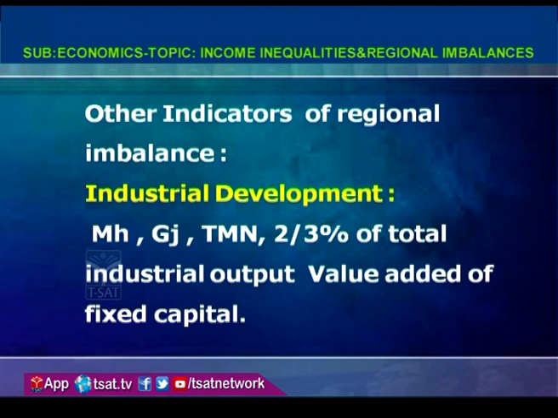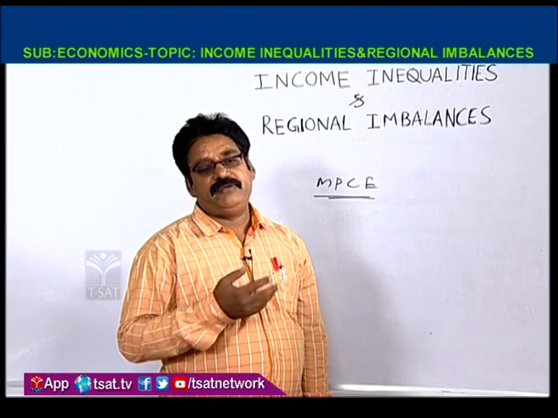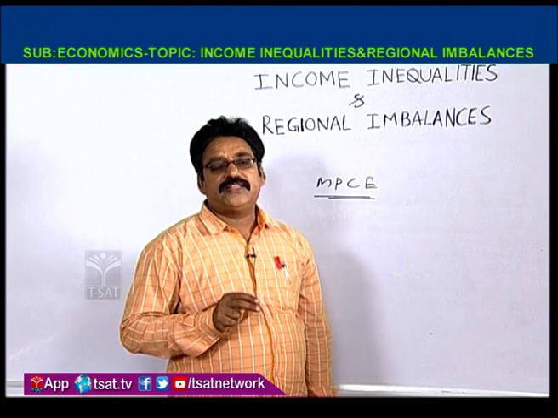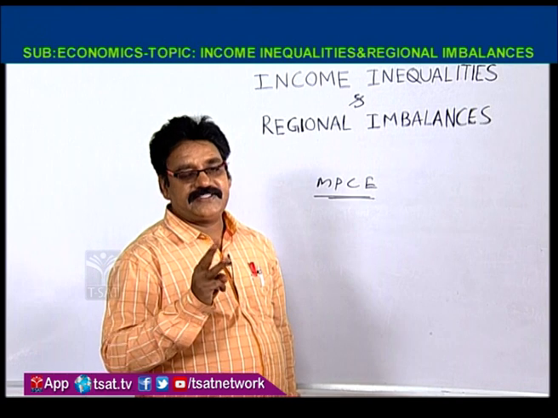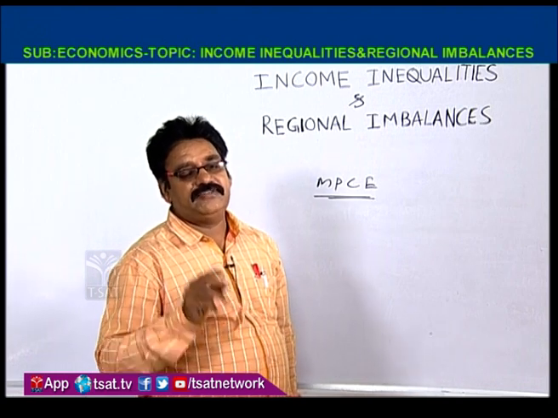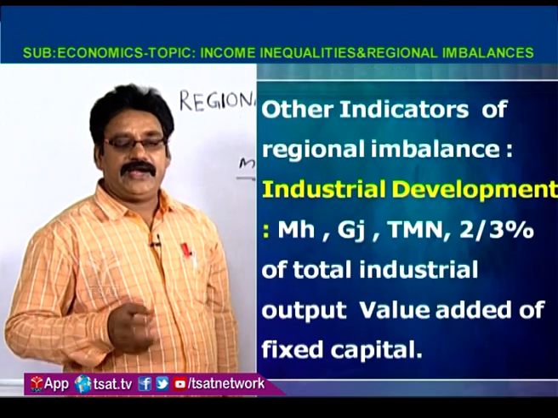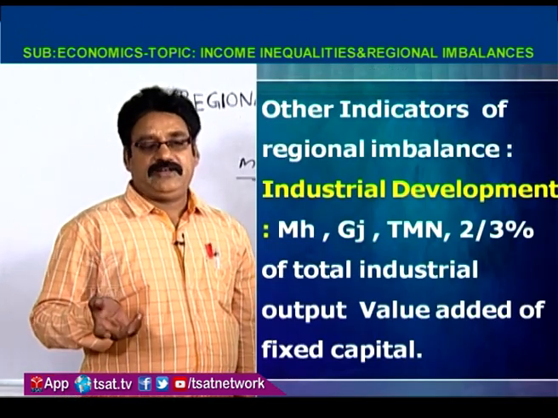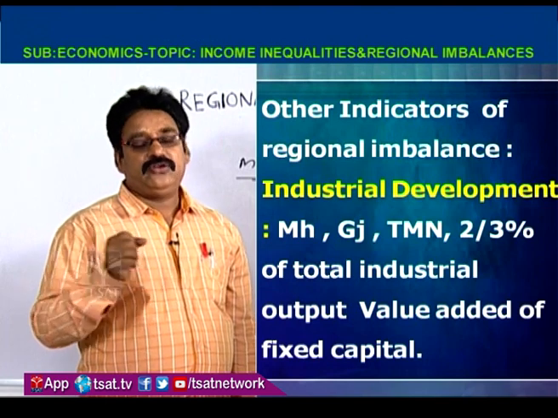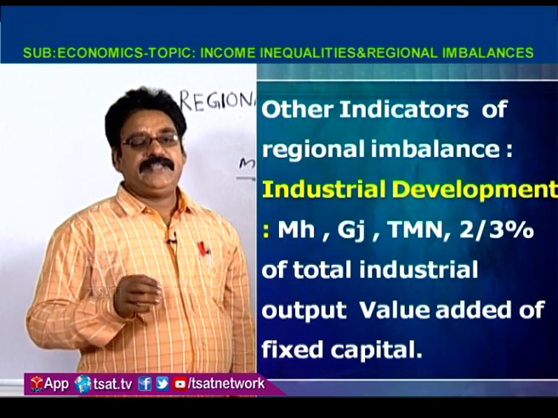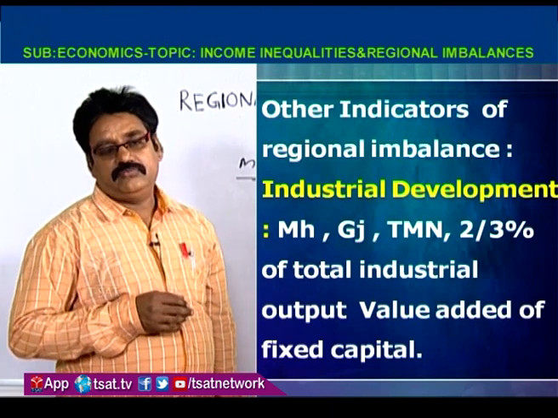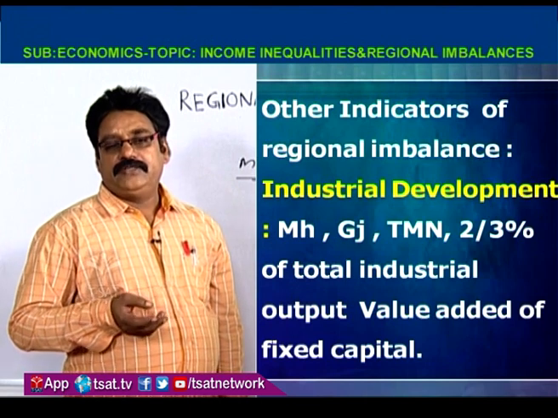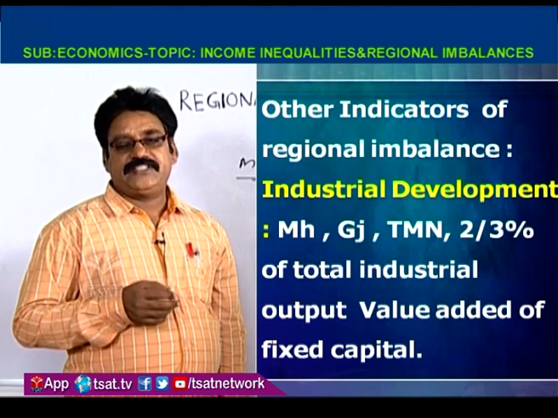Industrial development: in some states industrial development is very high, in some states they are very backward. Maharashtra, Gujarat and Tamil Nadu have 2/3 of the total industrial output. These 3 states constitute 2/3 of the total industrial output, value added and fixed capital. This indicates their industrial development. Some other states are industrially backward.